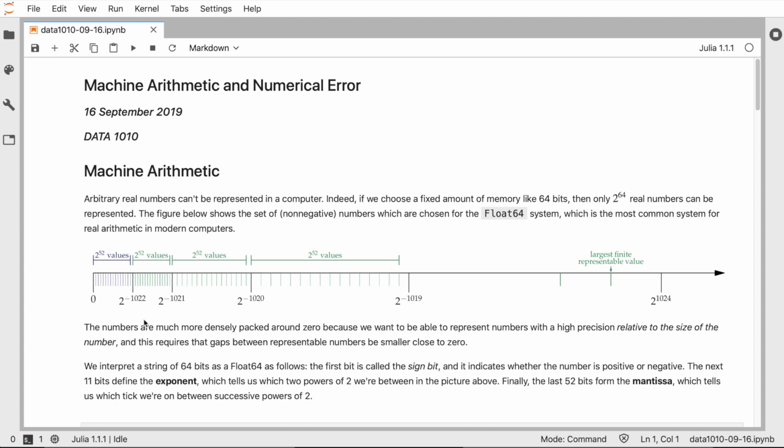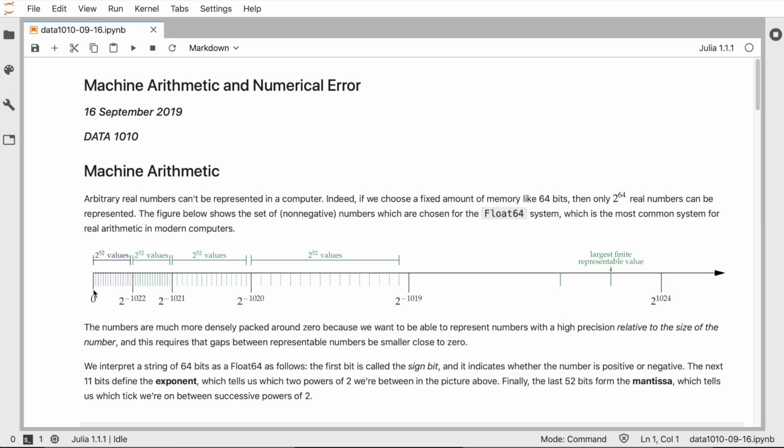The way this number system works is that for every interval between consecutive powers of 2, starting from 2 to the minus 1022, up to 2 to the minus 1021, all the way up to 2 to the 1023, up to 2 to the 1024, for all of those intervals, we split them into 2 to the 52 equal width intervals, and we put a tick mark at each of those positions. And those are the numbers that we're going to represent.